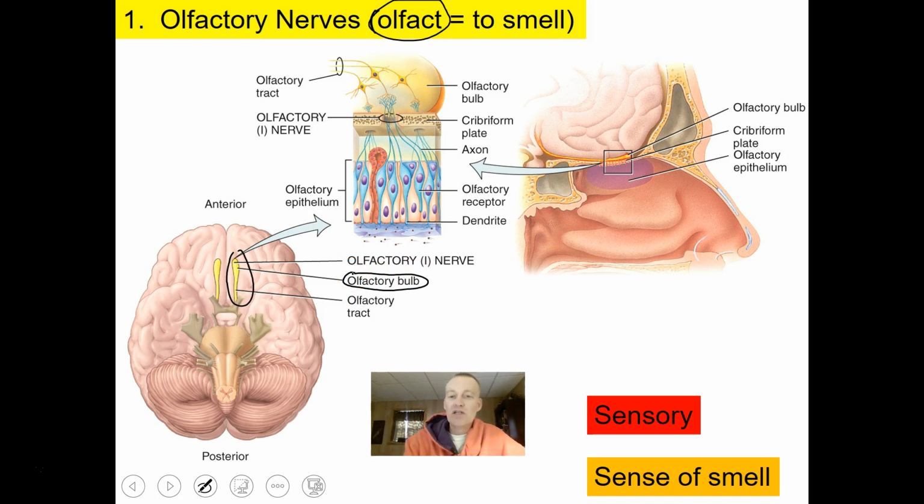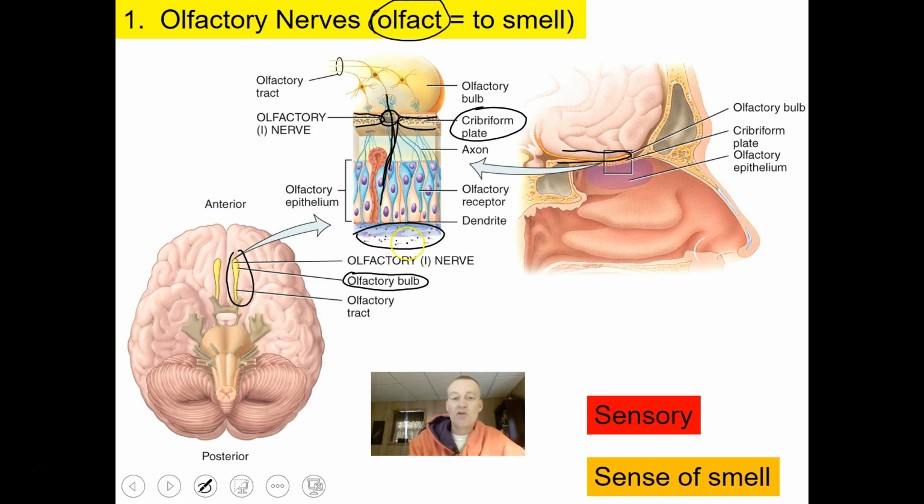If you look at the cranial nerve from a sagittal view here, it sits right there on top of where the cribriform plate is. The cribriform plate, if you remember, is part of the ethmoid bone, and it has little holes in it. So there are axons that extend down through there, and there are nerve cells that are actually receptor cells in your nasal cavity.